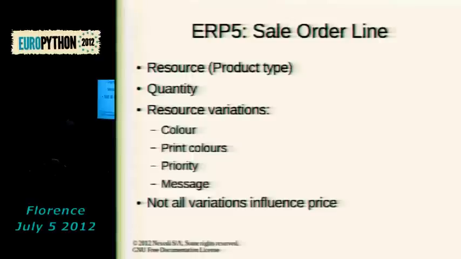Of these, the color of the t-shirt does not influence the price. If it's not a special color, perhaps it does. But the number of print colors does influence the price. And of course, the priority influences the price. And each one of these is calculated separately for each order line. And not all variations influence the price. And the price of the resource is then multiplied by the quantity of the t-shirts.